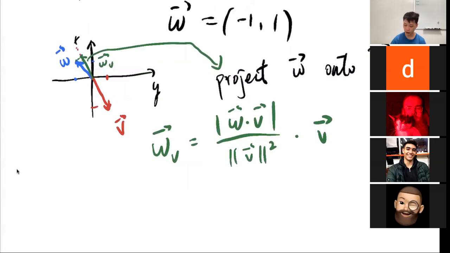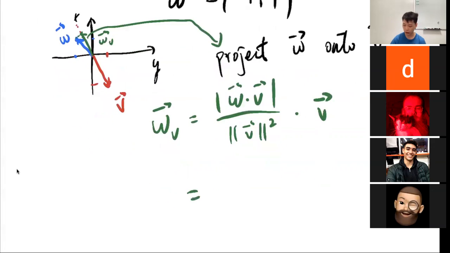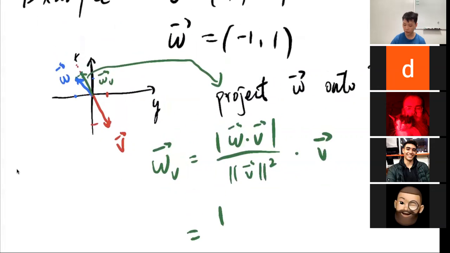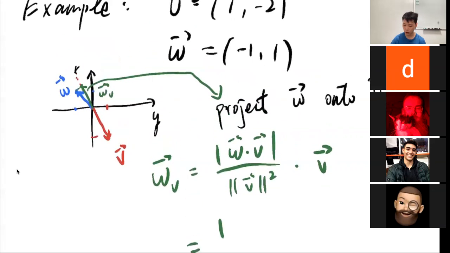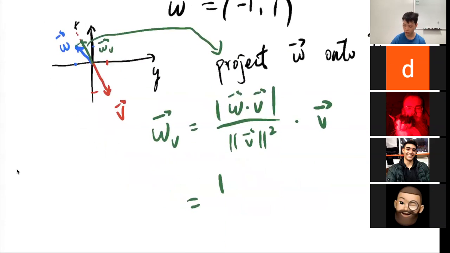So let's calculate this scalar. The scalar is the most important part of this projection, because V is given. So what is this scalar really? It is the absolute value of the dot product V dot W. What is the dot product? It's 1 times -1 plus -2 times 1. So it's -1 plus -2.